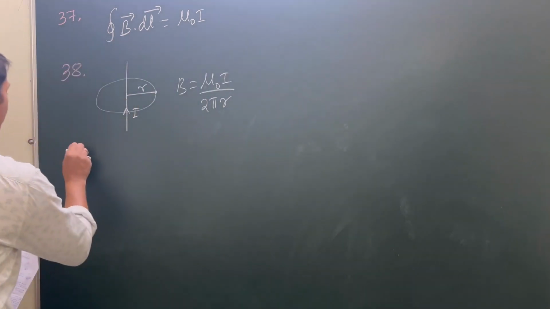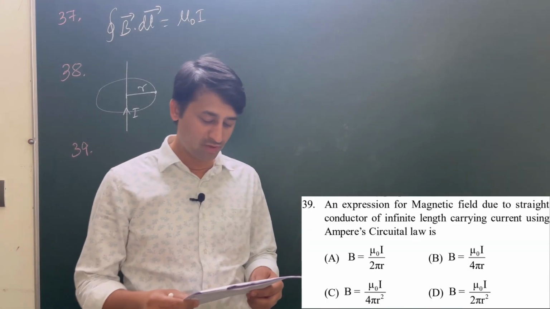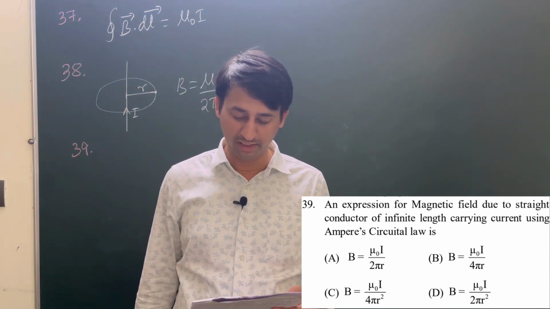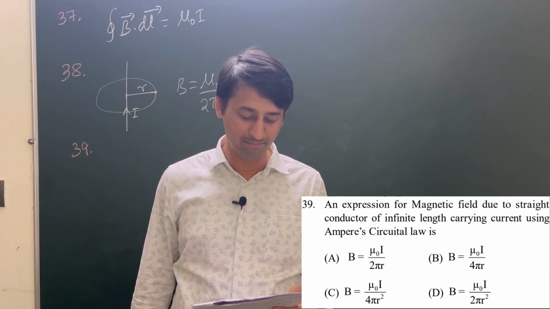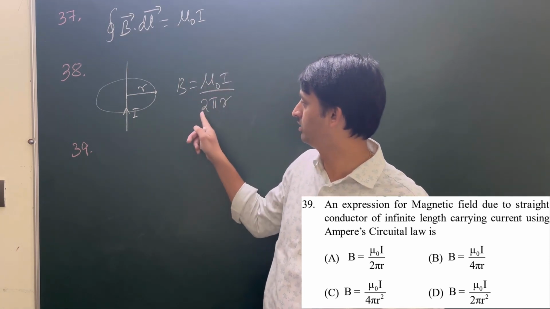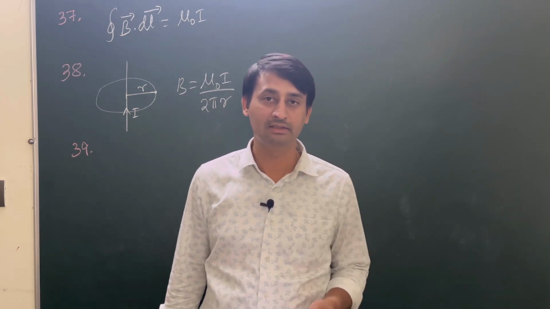Next, question number 39. An expression for magnetic field due to a straight conductor of infinite length carrying current, using Ampere circuital law, is given by B is equal to mu naught I divided by 2 pi r. Option A is the correct answer.